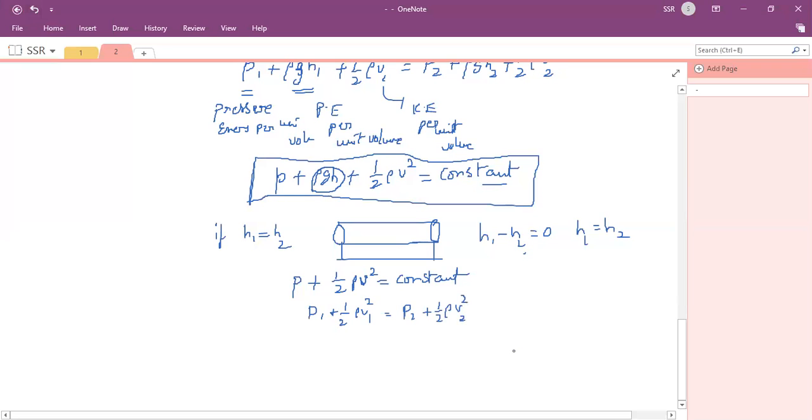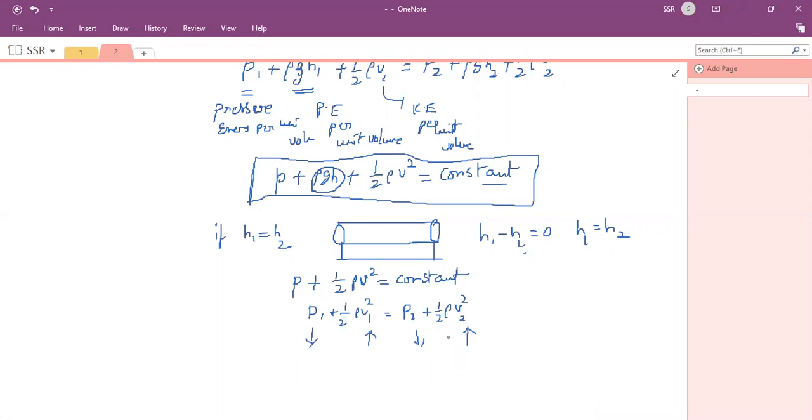Okay, from this we can understand: suppose at any point the pressure decreases, then the velocity of the fluid increases. Or vice versa, at any point of the fluid path, if the velocity increases, then the pressure definitely decreases. If the velocity of the fluid flow increases, then the pressure will decrease.